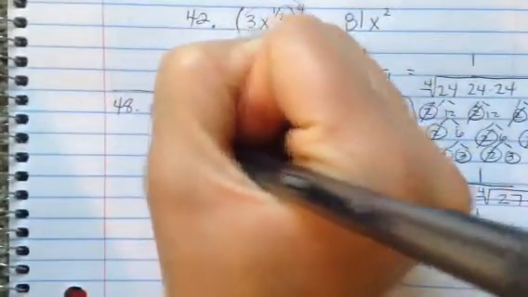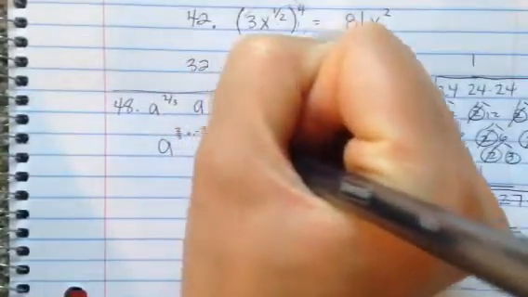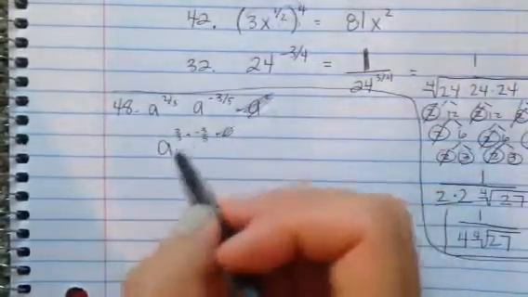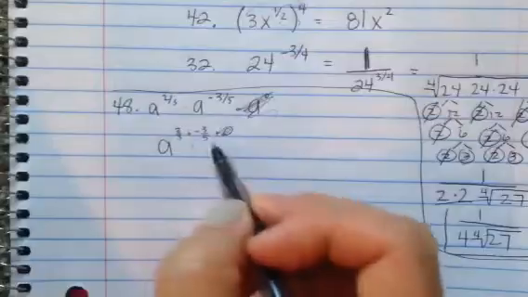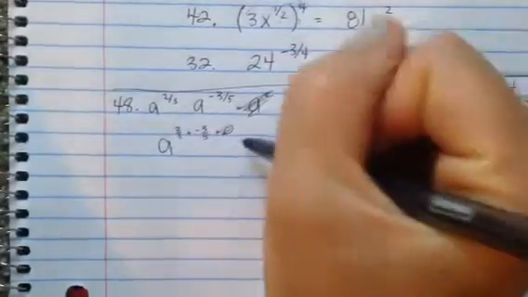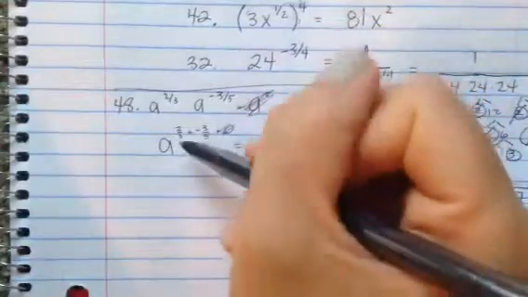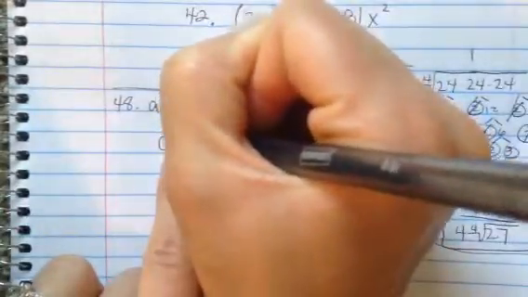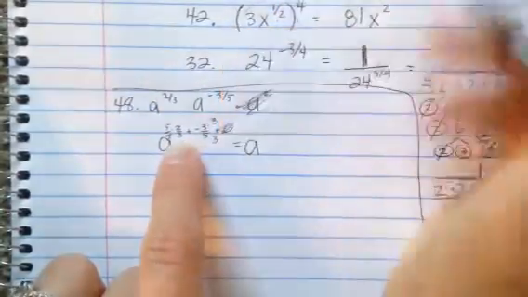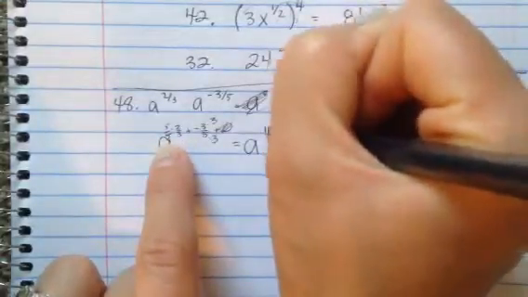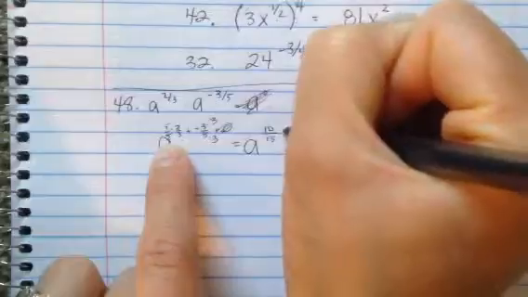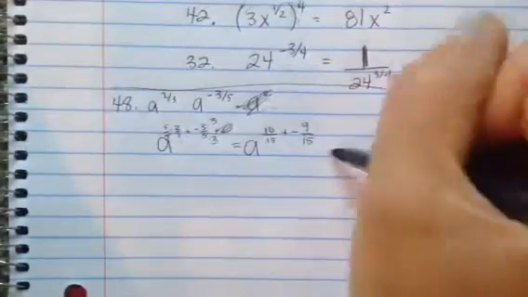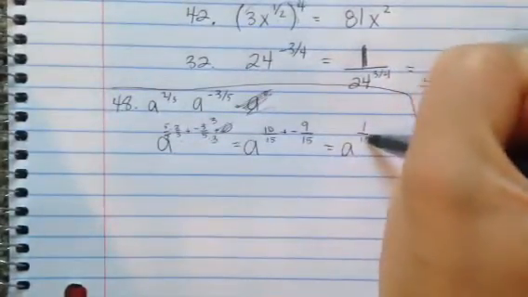A to the 2/3 plus negative 3/5 plus 0. Which, if you plus 0, really that's not doing anything. So again, we can just pretend like that wasn't even there. Okay, so 2/3 plus negative 3/5, we have to make the denominators the same. So I can make them both 15 by multiplying this one by 5, and this one by 3. So that's going to make 10/15, and then plus negative 9/15. So 10 plus negative 9 is 1, so I'm going to have a to the 1/15.